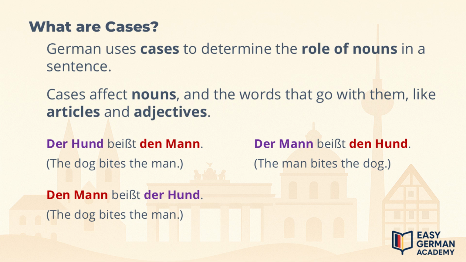German cases tell us who is performing the action and who is the receiver of the action. And in our example, it is the change in article, der versus den, which helps us identify who performs the action and who receives it. Contrast that with English, where it is the word order which does the same job.